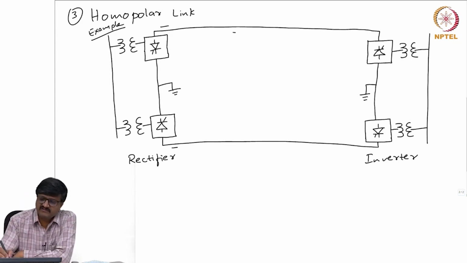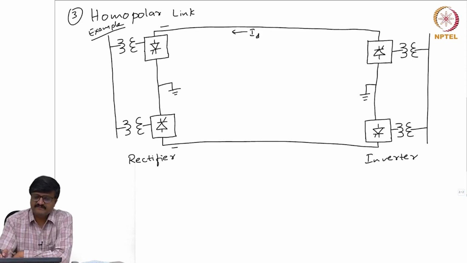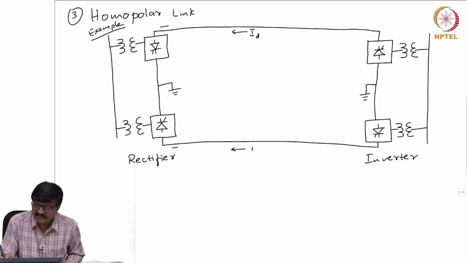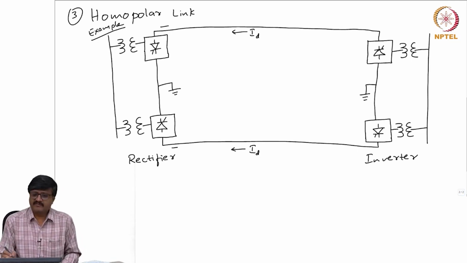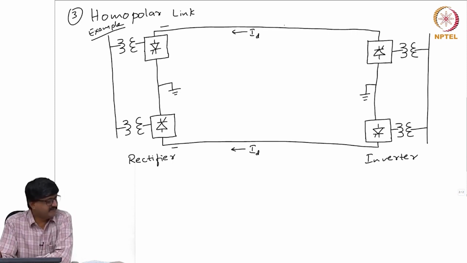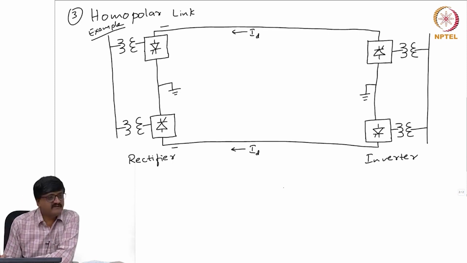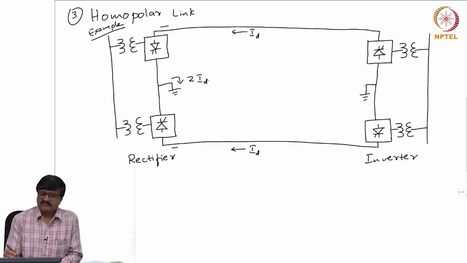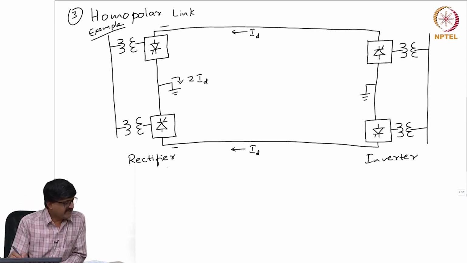So, suppose this current is, say, ID, okay, and this current is, say, ID. So, normally all are operated identically. So, all the conductors carry the same current. So, the current that flows through the ground is 2 ID. So, this is actually flowing through the ground. So, sometimes metallic return can also be used.